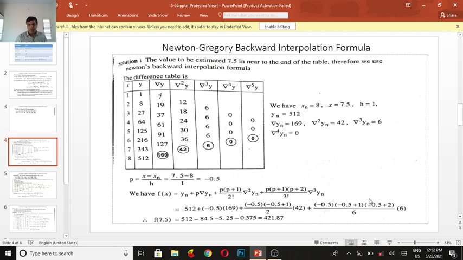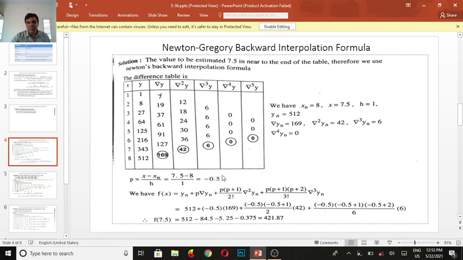Now substituting the values: yn is 512, plus p times delta yn, minus 0.5 times 169, plus p into p plus 1 by 2 factorial times del square yn, which is 42. Substituting and using a calculator, we get f of 7.5 is equal to 421.87.